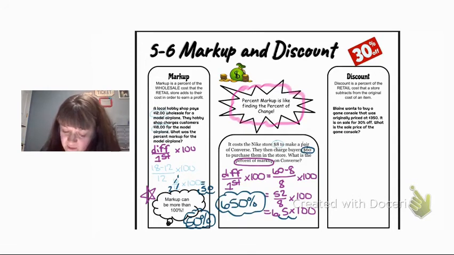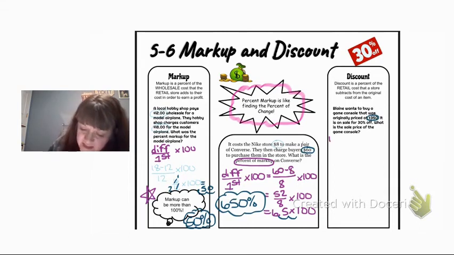So this one says Blaine wants to buy a game console that was originally priced at $350. It is on sale for 30% off. What is the sale price of the game console? So again, this wants to know the sale price. Sometimes a question will just say, how much did they save? Well, in this case, if it's 30% off, then you would just do 30% of 350, and that would tell you how much they saved. But since it wants to know the sale price, I would then have to subtract that savings from the original cost. So let's look at both ways to do this.